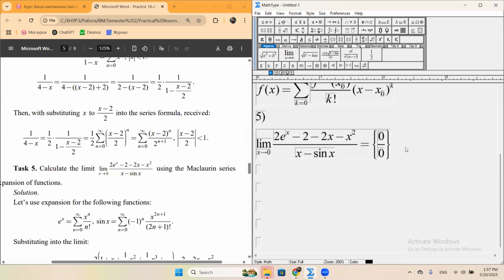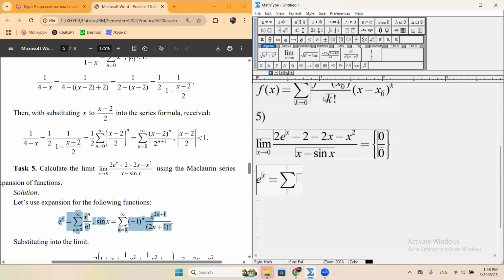I know that we can use here either consequences from the important limits, or we can use L'Hospital's rule, but the requirement is to use Maclaurin series. So how will we use them? We will expand the exponent and we will expand sine of x. So we will use the following formulas for expansion. Let me write them down here. So e to the power of x, the standard expansion that you can find in any literature.